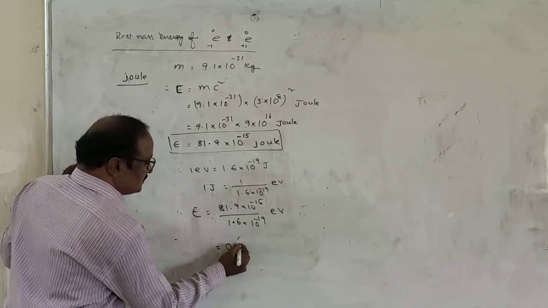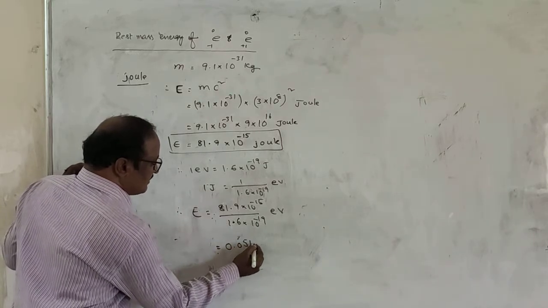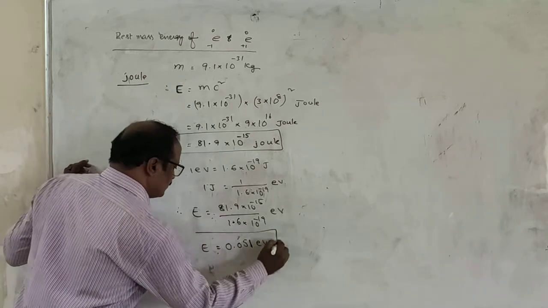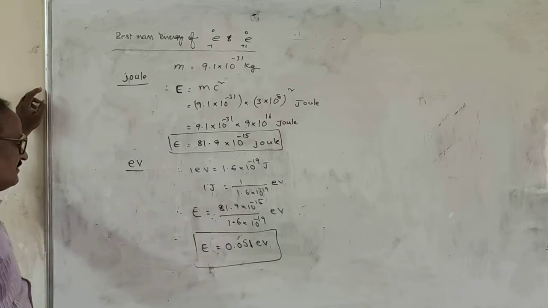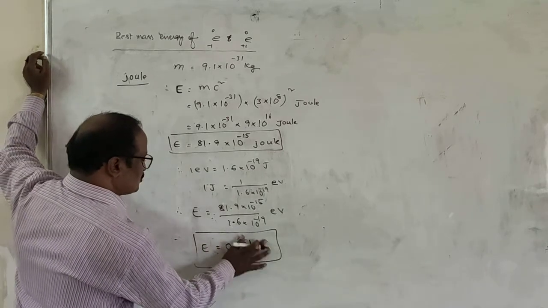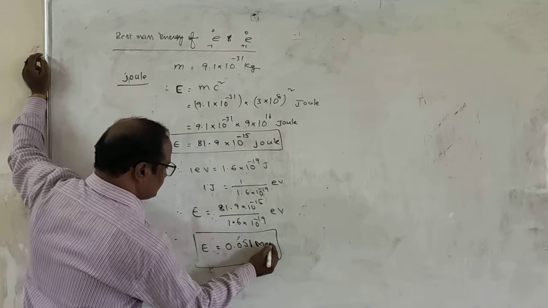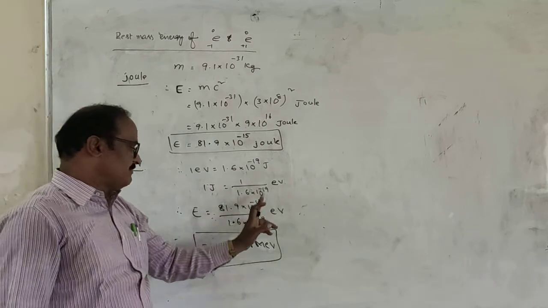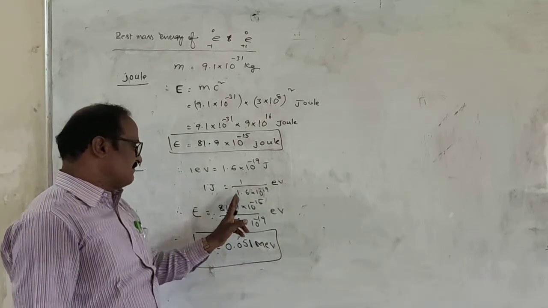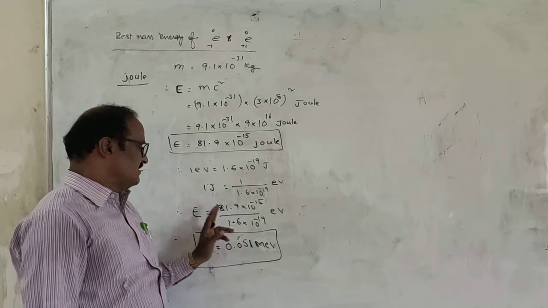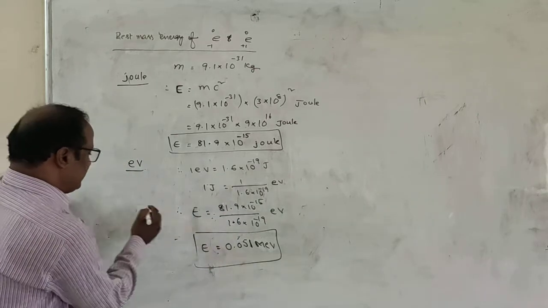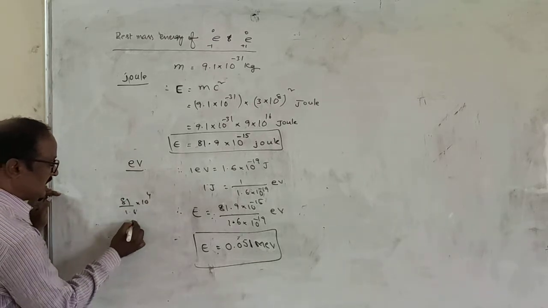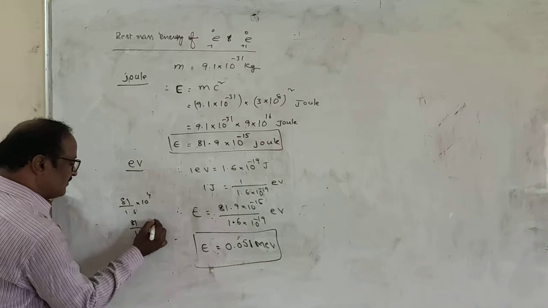0.051 ... E is equal to 0.051 MeV, mega electron volts. Mega means 10 power 6. 10 power minus 15 by 10 power minus 19 means 10 power 4. 81 by approximately 80 by 16. 80 by 16 means 81 by 1.6 into 10 power 4, or 81 by 16 into 10 power 5.